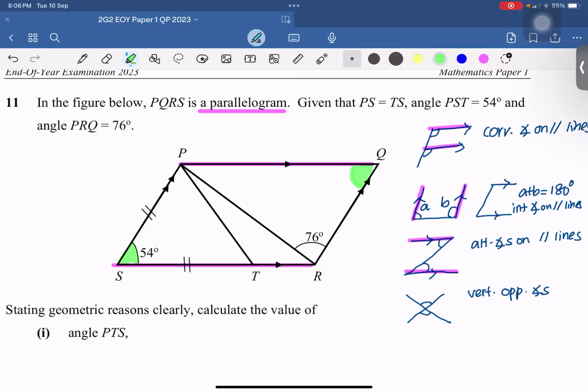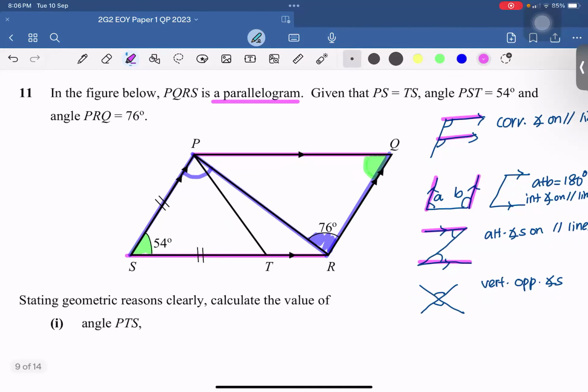Then the next angle, this angle over here is 76. You have alternate angles over here, and you can see that this is 76. That means the whole angle here is also 76. Okay, SPR is 76. So these are some of the basic angles we need to know. We must see them the moment we see the diagram. Next, the question continues to say PS equals TS.